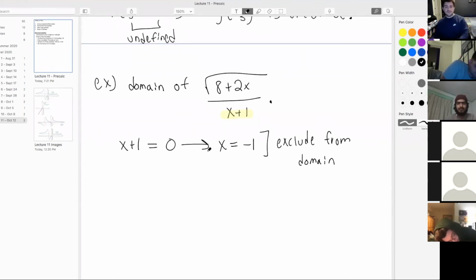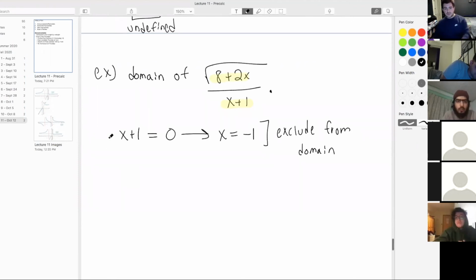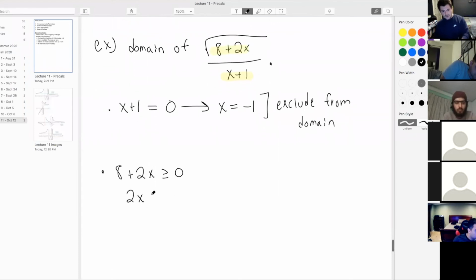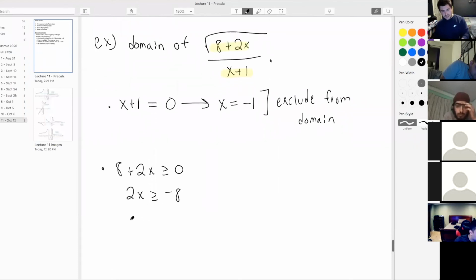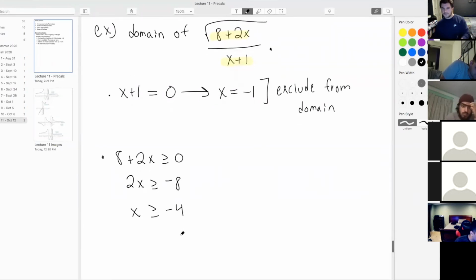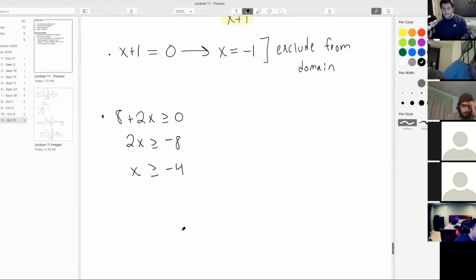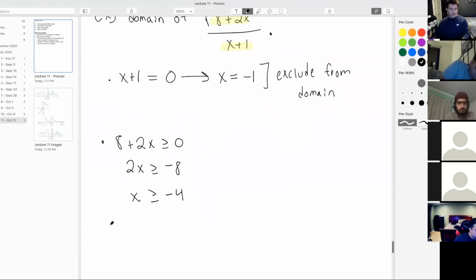Okay, we're not done yet. We have just taken care of dividing by 0. We also need to take care of the possibility of taking square roots of negative numbers. So you take the radicand, the expression underneath the square root, and set that to be greater than or equal to 0 and solve that inequality. 8 plus 2x greater than or equal to 0. You get 2x is greater than or equal to negative 8, which gives x is greater than or equal to negative 4. Did I do that right?